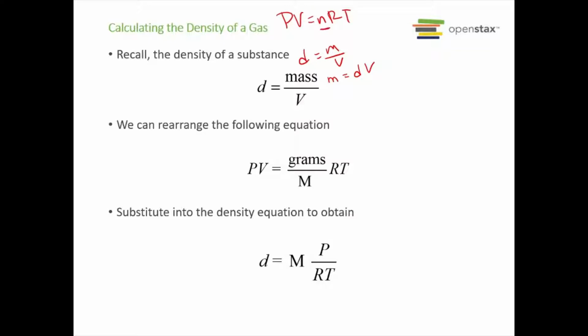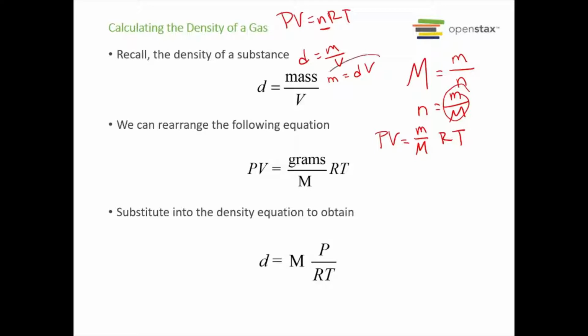n is moles, and we know moles and mass are related by molar mass. So using a capital M for molar mass, we know that molar mass is equal to our mass of something divided by the number of moles. And so we can solve for our number of moles here, n is then equal to our mass divided by our molar mass. And we can take that and substitute it into the ideal gas law, and that gives us PV equals m over big M times RT.